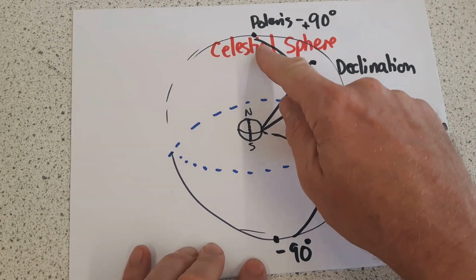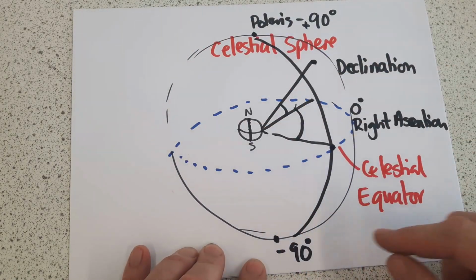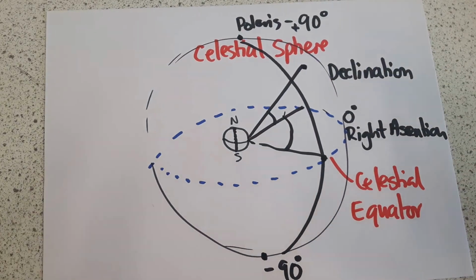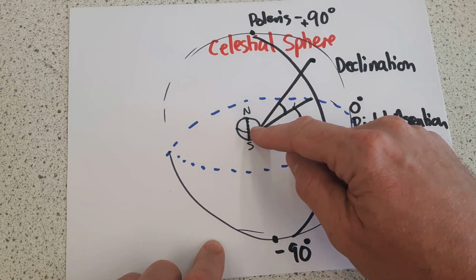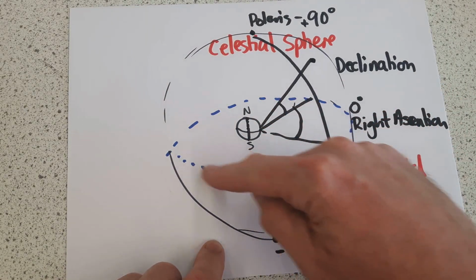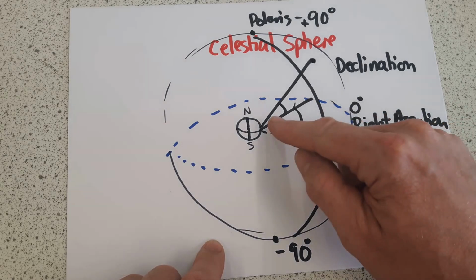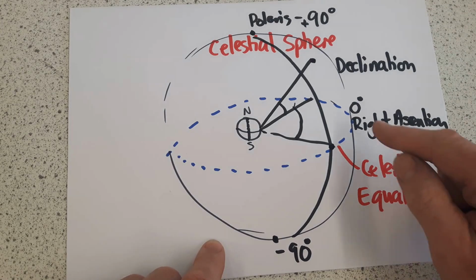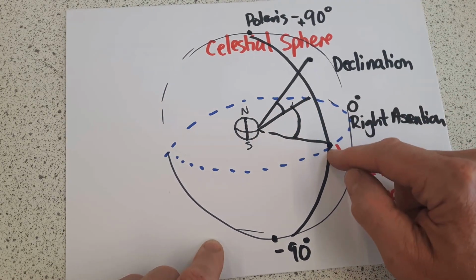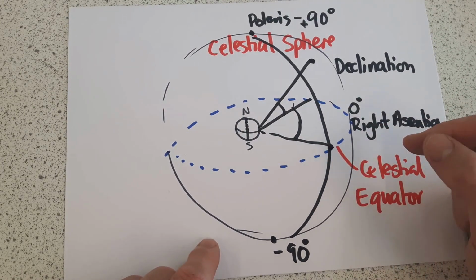So, celestial sphere, this imaginary sphere that surrounds the Earth, upon which all of the stars appear to be imprinted. The celestial equator, which is essentially our equator from the Earth mapped outwards onto this sphere. The declination is the height above or below the celestial equator, and the right ascension is how far left or right from a fixed point, which is the vernal equinox.